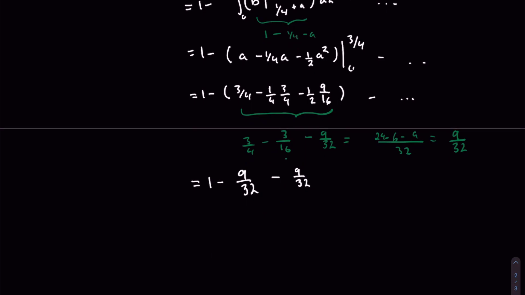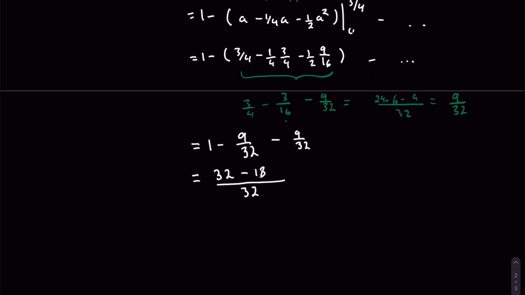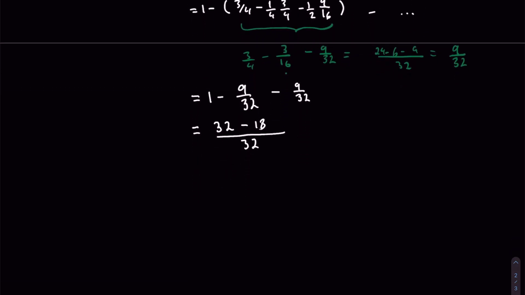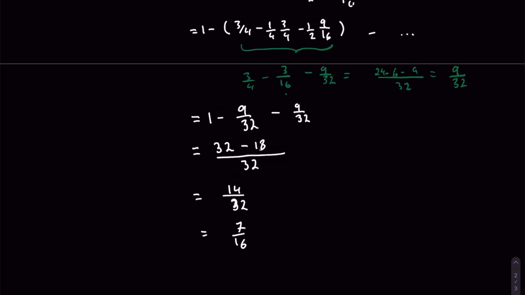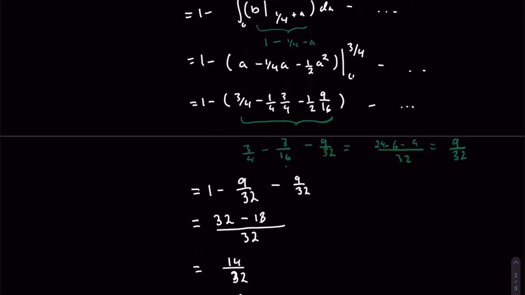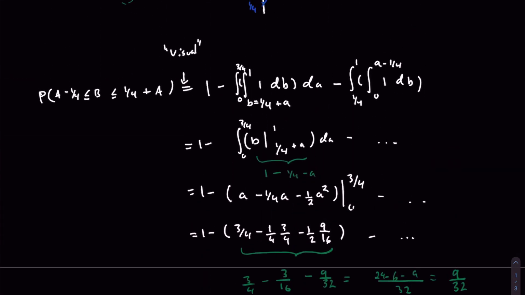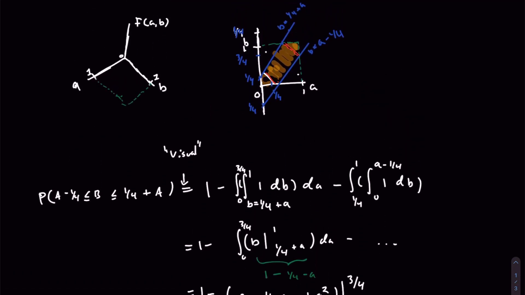And now what do we have? We have 32 divided by 32 minus 18, minus 18/32. And that is 14/32. And simplifying this further, we have 7/16. And that is the probability that we're looking for, this region here.